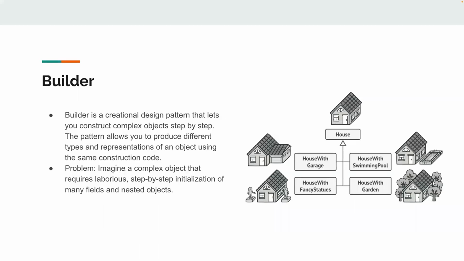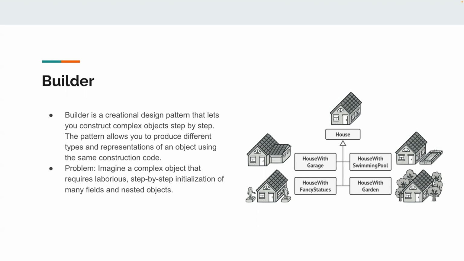Next. Next is the builder pattern. Builder is a creational design pattern that lets you construct complex objects step by step. The pattern allows you to produce different representations of a single type of object using the same constructor code. You can imagine a toy factory, right? In a toy factory, there is a conveyor belt, and step by step we shape the toy, add elements to the toy, and at the end of it, we get the final product or final toy.